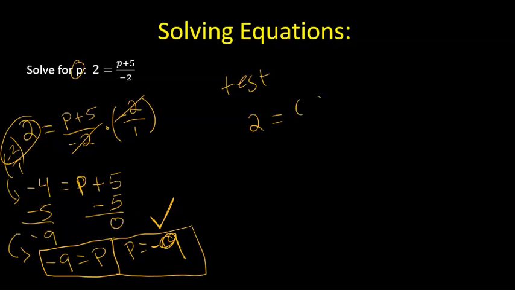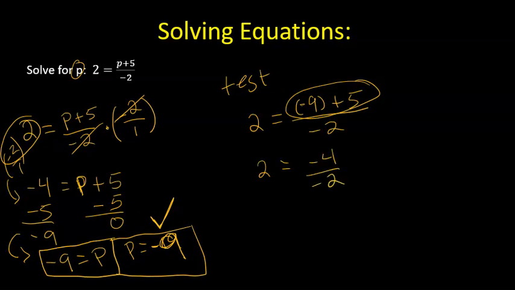Let's see. I have that mystery number, the plus sign with the 5, and then I got that -2 up in there. Cool, sweet. Let's see. I'm going to put -9 in here. And let's see. This right here, I'm going to do 2 equals -9 plus 5 is -4 over -2.